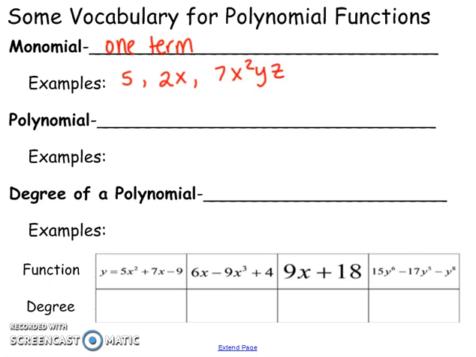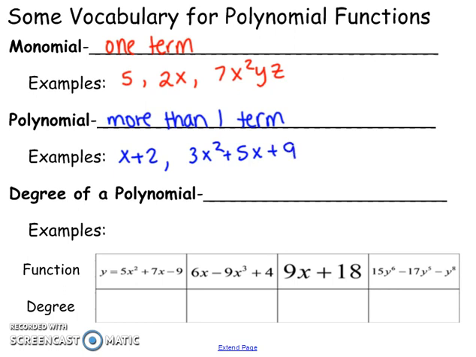Next, we have a polynomial. Poly means more than one, so a polynomial means that there's more than one term. Okay, so there can be any number of terms, just more than one. So examples would be x plus 2. Okay, there we have two terms. 3x squared plus 5x plus 9 is another polynomial because there's more than one term.